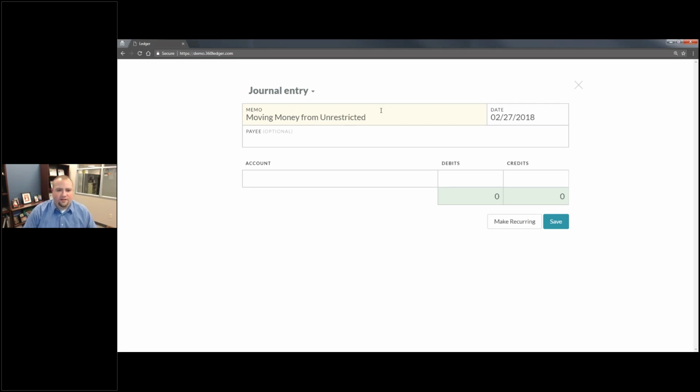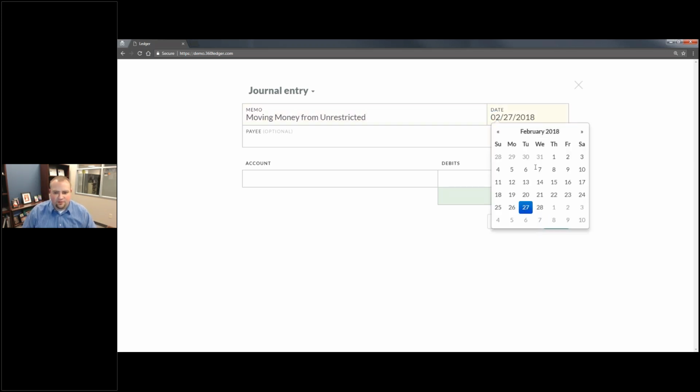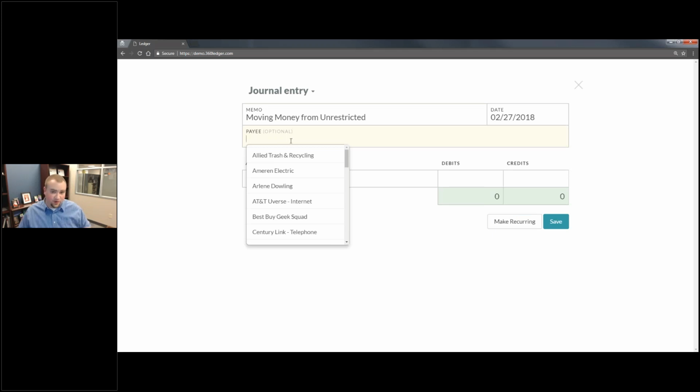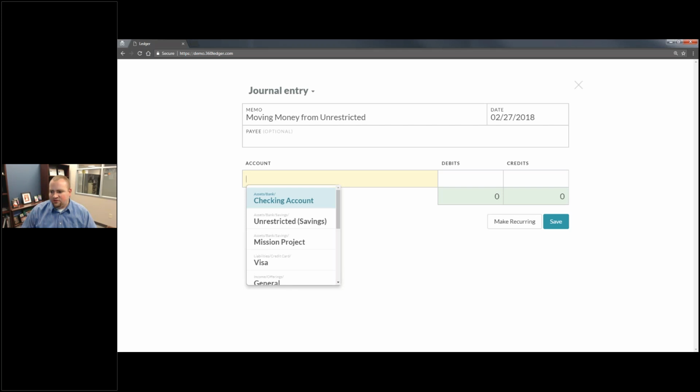Oh yeah, and I forgot there is a character limit on that because of where it shows up in a report. So we're going to do that for today. And there is really no payee because the church is the payee. You don't have to put that in there. All right, so let's go back to this.